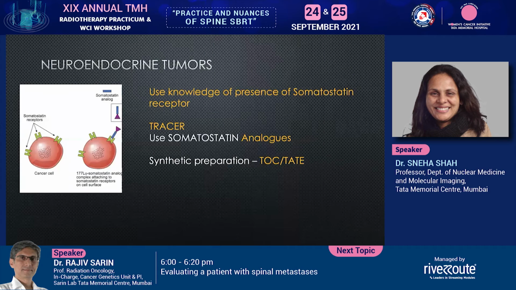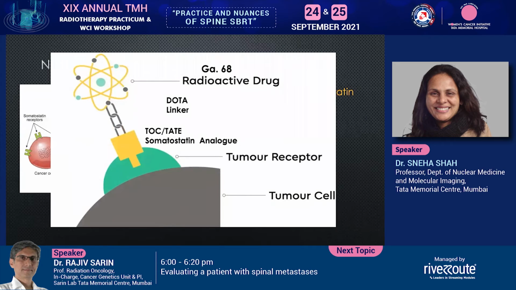The next specific tracer, which we all know, is in neuroendocrine tumors, where you know that there are somatostatin receptors present on the cell surface of neuroendocrine tumors. And if you tag an analog of somatostatin, you will be able to locate the sites of the tracer. So what is being done is gallium-68 is tagged to a somatostatin analog, which goes to the somatostatin receptor on the tumor surface, and you can evaluate the patient.